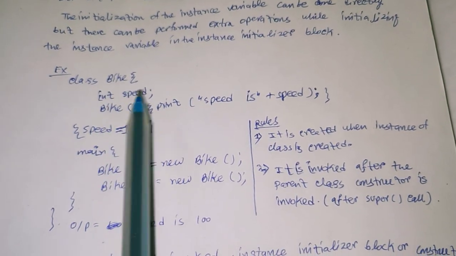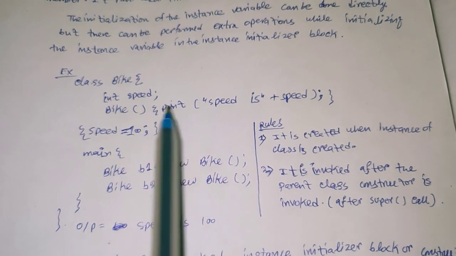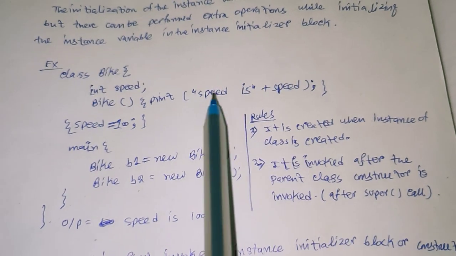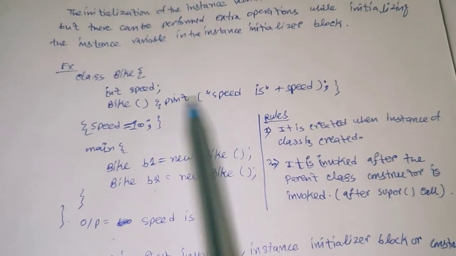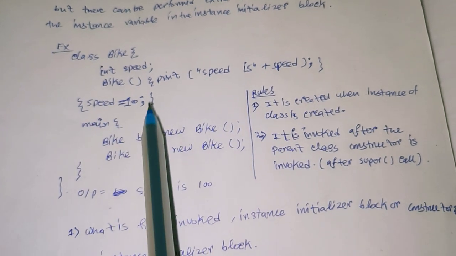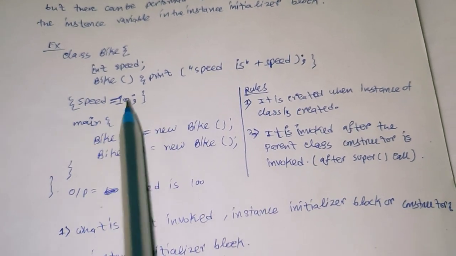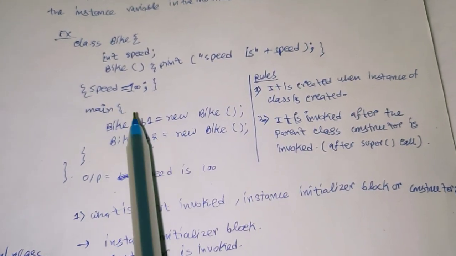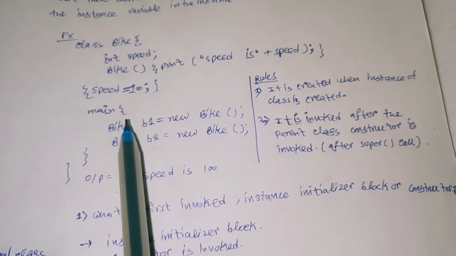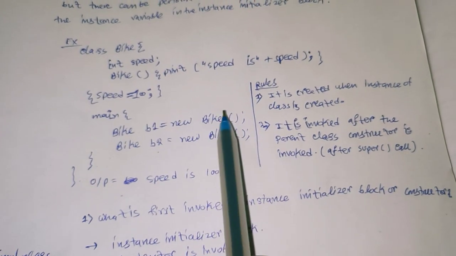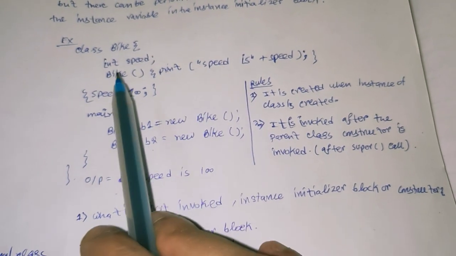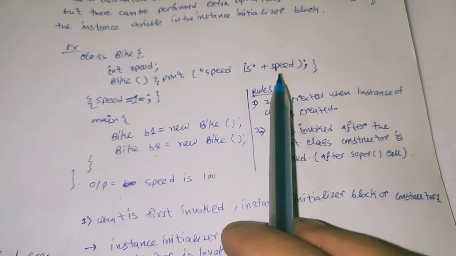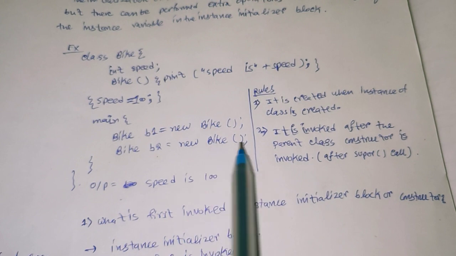Inside the class Bike there is int speed and a Bike constructor, and inside the constructor there is a print statement, "speed is" plus speed. And this is our instance initializer block, and inside that there is only speed equal to 10. Whenever we execute the main method, inside it Bike b1 equal to new Bike constructor, whenever this is executed the print statement in the Bike constructor will be executed, and the value of speed will be printed there, and second is Bike b2 equal to new Bike constructor.